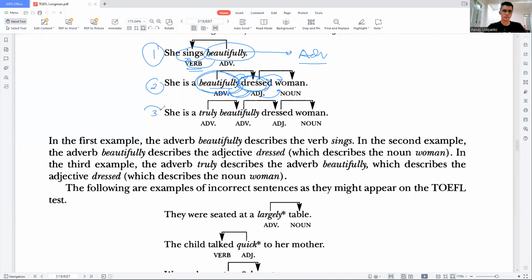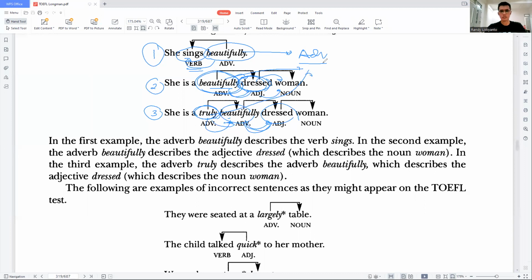Number three: she is a truly beautifully dressed woman. So once again, truly describes beautifully, and beautifully describes dressed. Truly describes an adverb, beautifully describes an adjective. Truly here is an adverb as well.